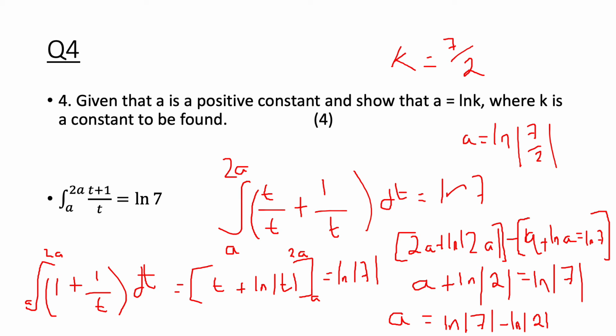Subtract natural log 2 on both sides. a equals natural log 7, subtract natural log 2. And therefore that implies that a equals natural log of 7 over 2, which is natural log 3.5. Okay, so my answer would be a equals natural log of 3.5, guys.